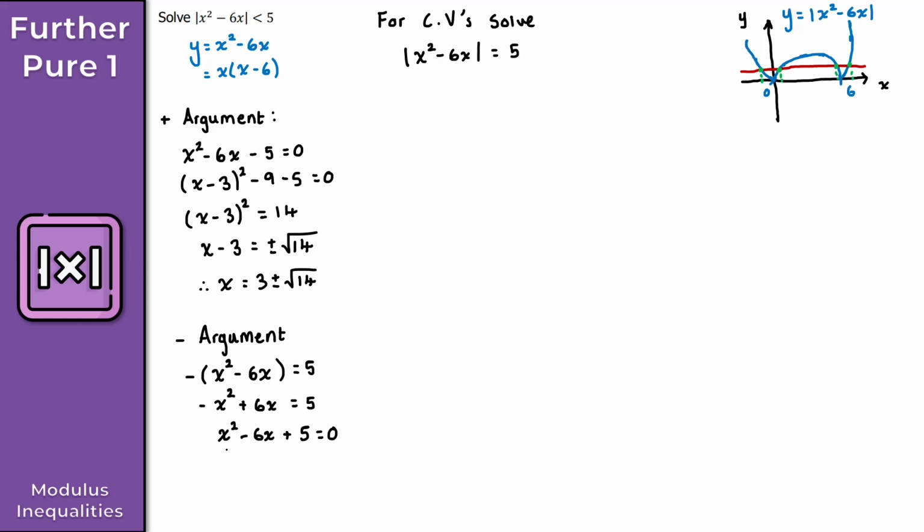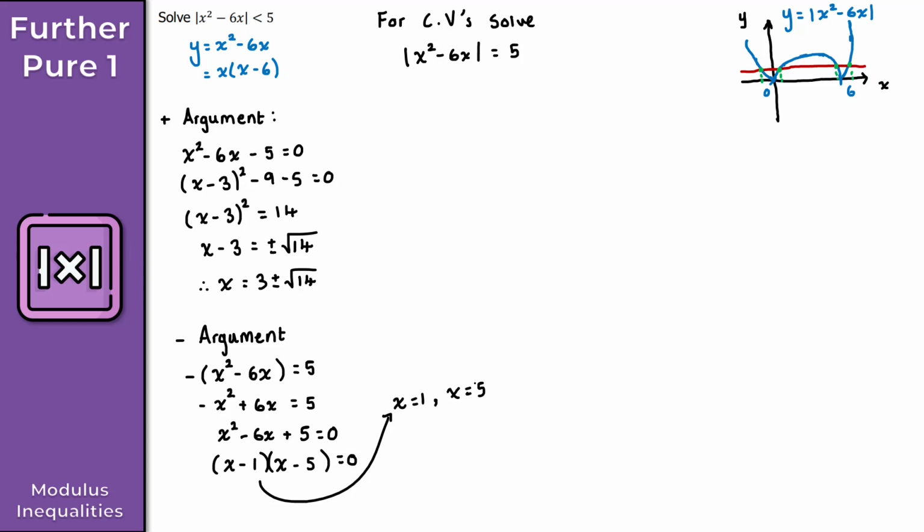Again, because I've just got a quadratic here, what I'd hope is that this does factorize. And the good news here is that this does indeed factorize. So what I get then is x minus 1 and x minus 5, that's equal to 0. And as I can see here, I get 2 solutions. So we get x equals 1, and we also get x equals 5.